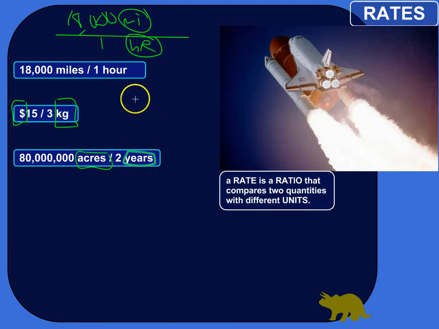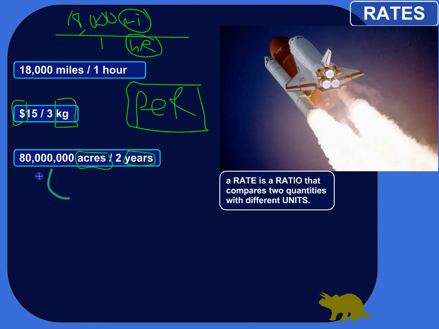And a lot of times, when you hear rates in common speech or in writing, when it's not written as a fraction, or people are talking about 18,000 miles per hour, you'll hear the word per. $15 per 3 kilograms, or $5 per kilogram. 40 million acres per year, something like that. Per is a clue that you're dealing with a rate.